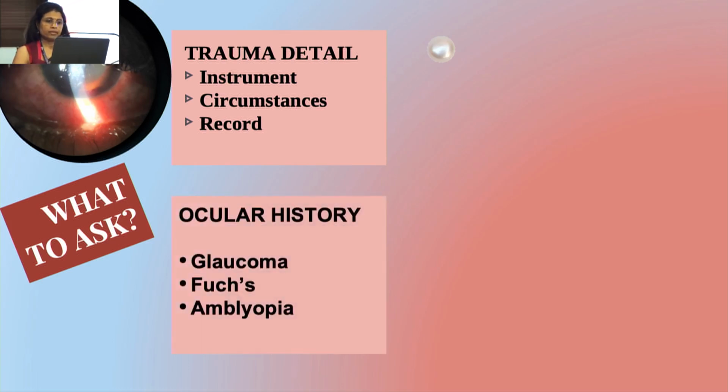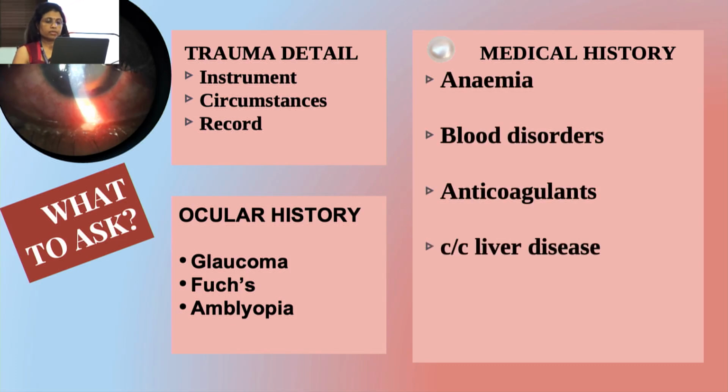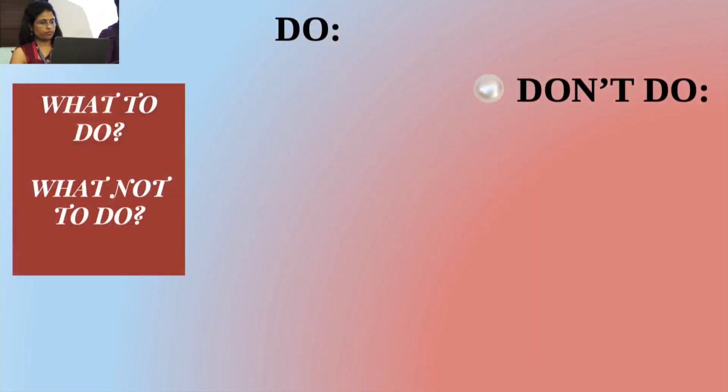And in the ocular history, apart from whatever we normally ask, focus on any underlying glaucoma, Fuchs iridocyclitis-like history, and a history of amblyopia, because Fuchs iridocyclitis can present with spontaneous hyphemas. Glaucoma, as you know, makes the eye more vulnerable to hyphema damage, and so does amblyopia. And in the medical history, always ask for anemia, blood disorders, history of anticoagulants, chronic liver diseases and kidney diseases, because these affect both the prognosis and treatment of hyphema.